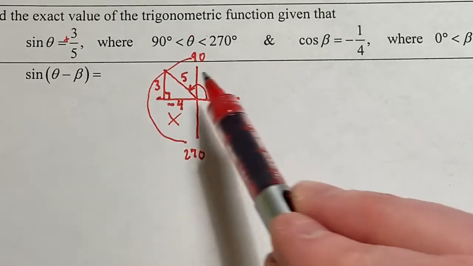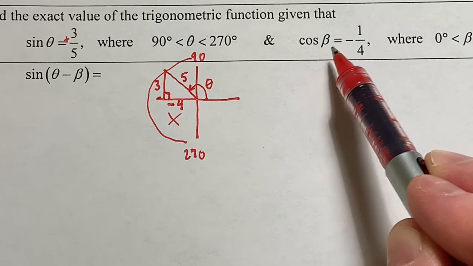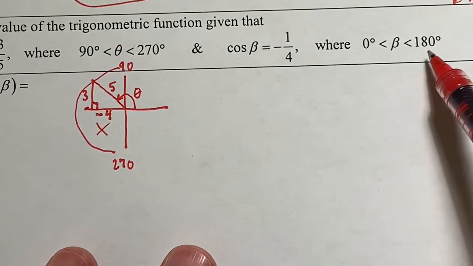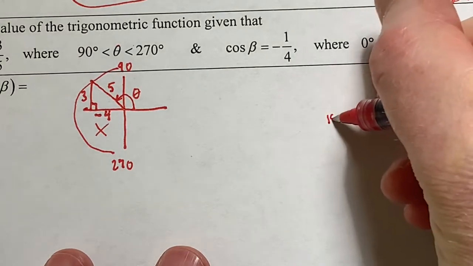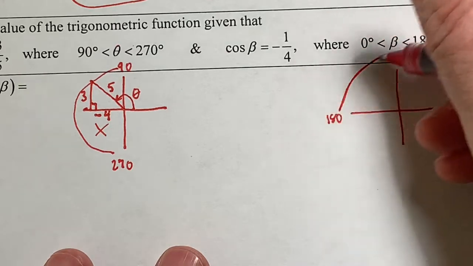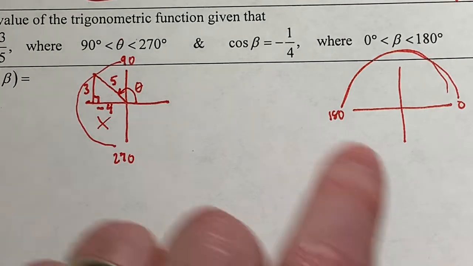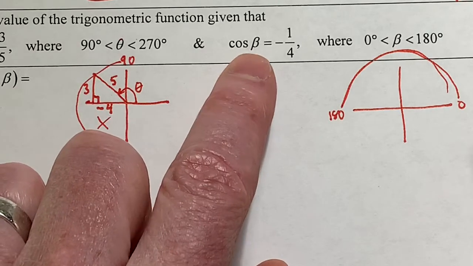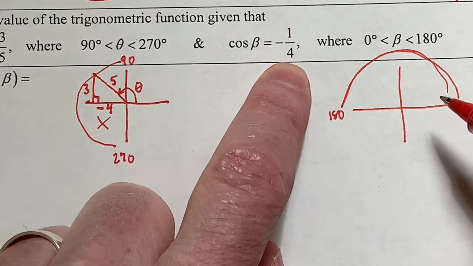All right, now while I'm at it, I'm going to come over here and think about this beta. Now, the beta angle, it says, occurs somewhere between 0 and 180. So let's think about that for a second. Between 0 and 180, there's 0, there's 180. Bigger than 0 but smaller than 180 would have to put you right here in these 2 quadrants, right? So I definitely can't be down here. However, cosine of this angle beta that's either over here or over here is negative.